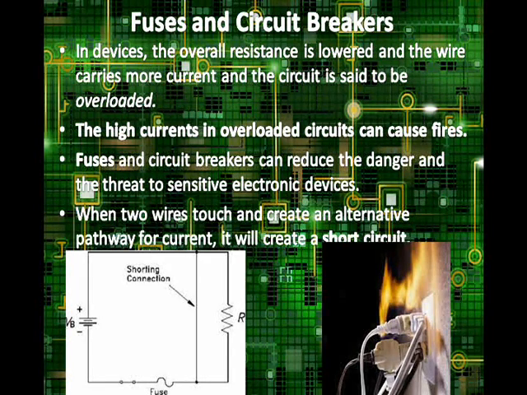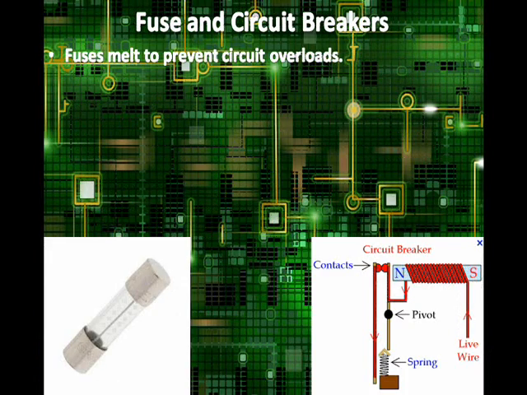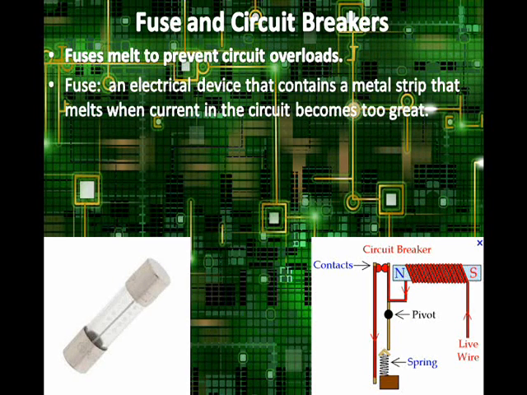Now, when two wires touch, like an example of the picture at the left, they create an alternate pathway for current, and that actually creates a short circuit. Now, I'm going to talk about how fuses work, and then we're going to talk about how circuit breakers work. Fuses melt to prevent circuit overloads.